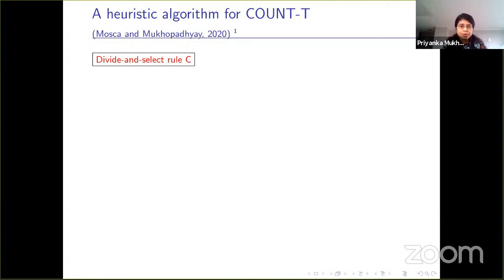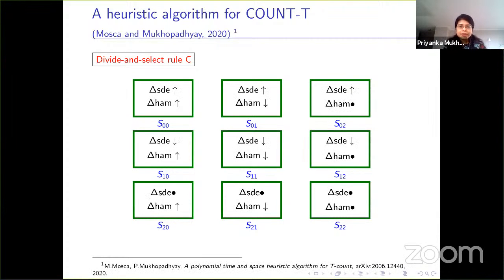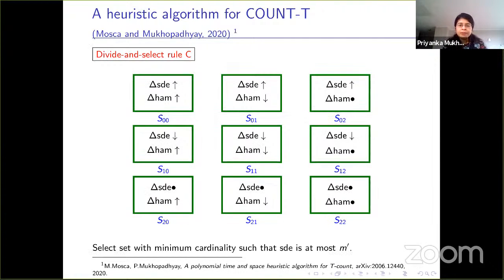In the third rule, we divide the nodes into 9 sets according to the increase, decrease, or unchanged characteristic of the ST and the Hamming weight. Again, we select the set with the minimum cardinality such that ST is at most M dash.